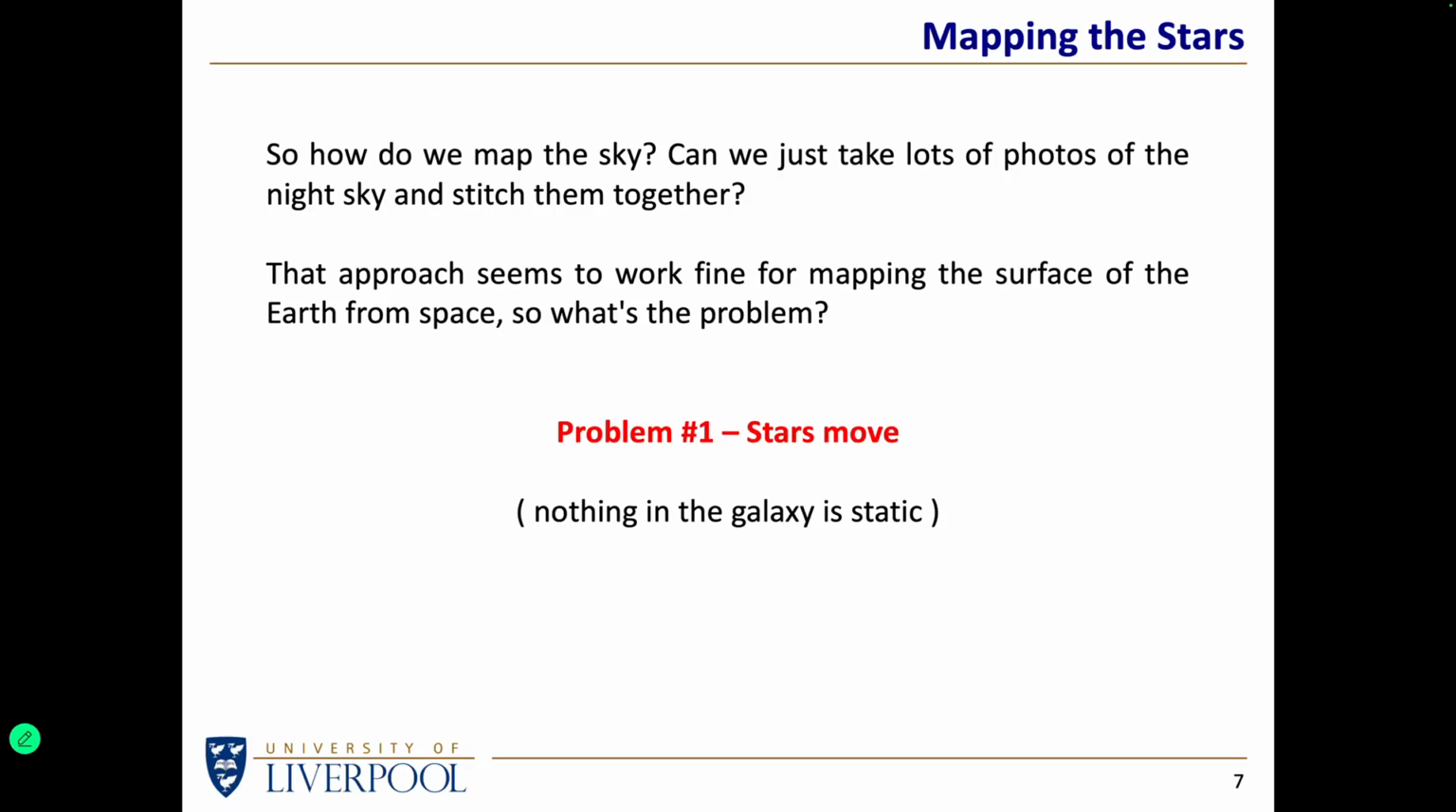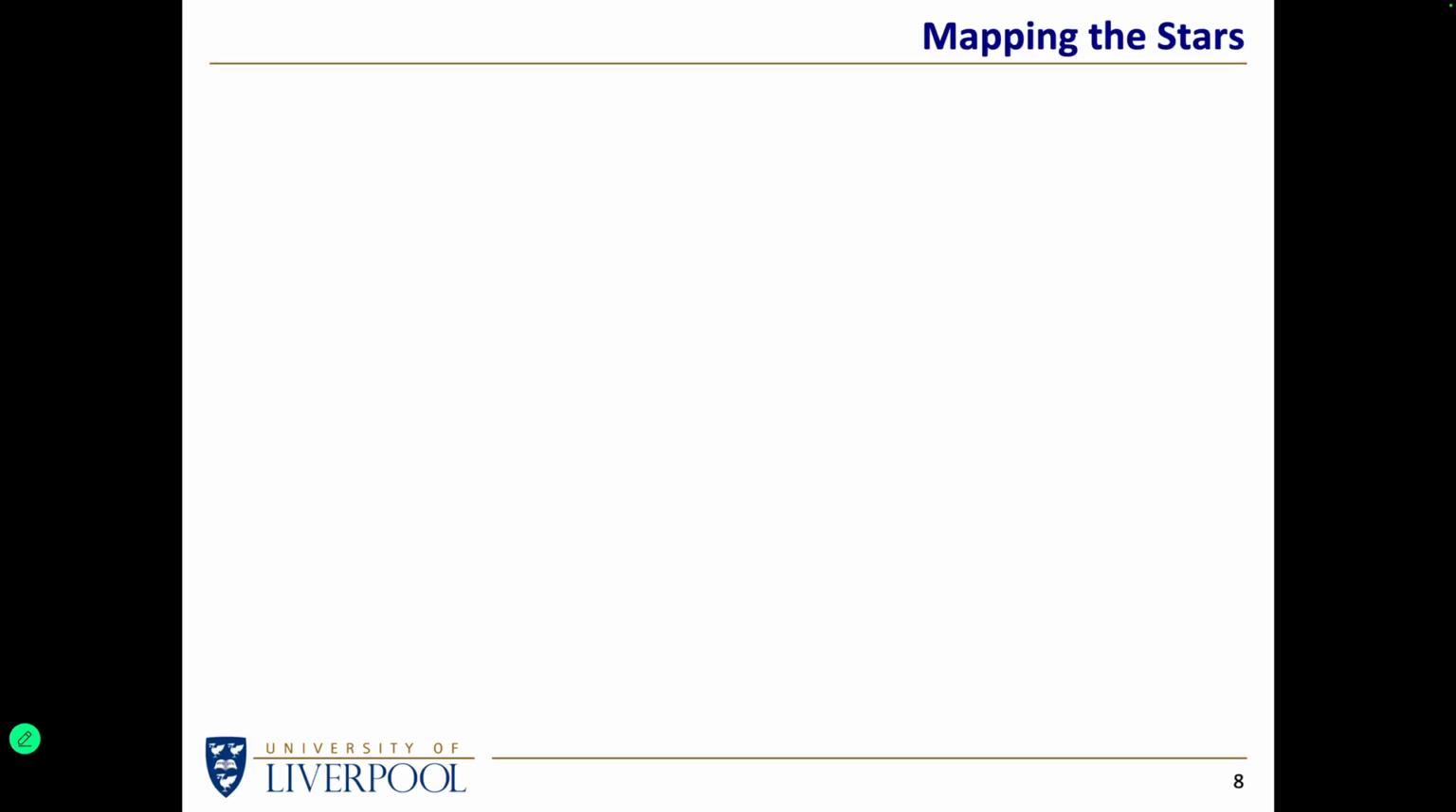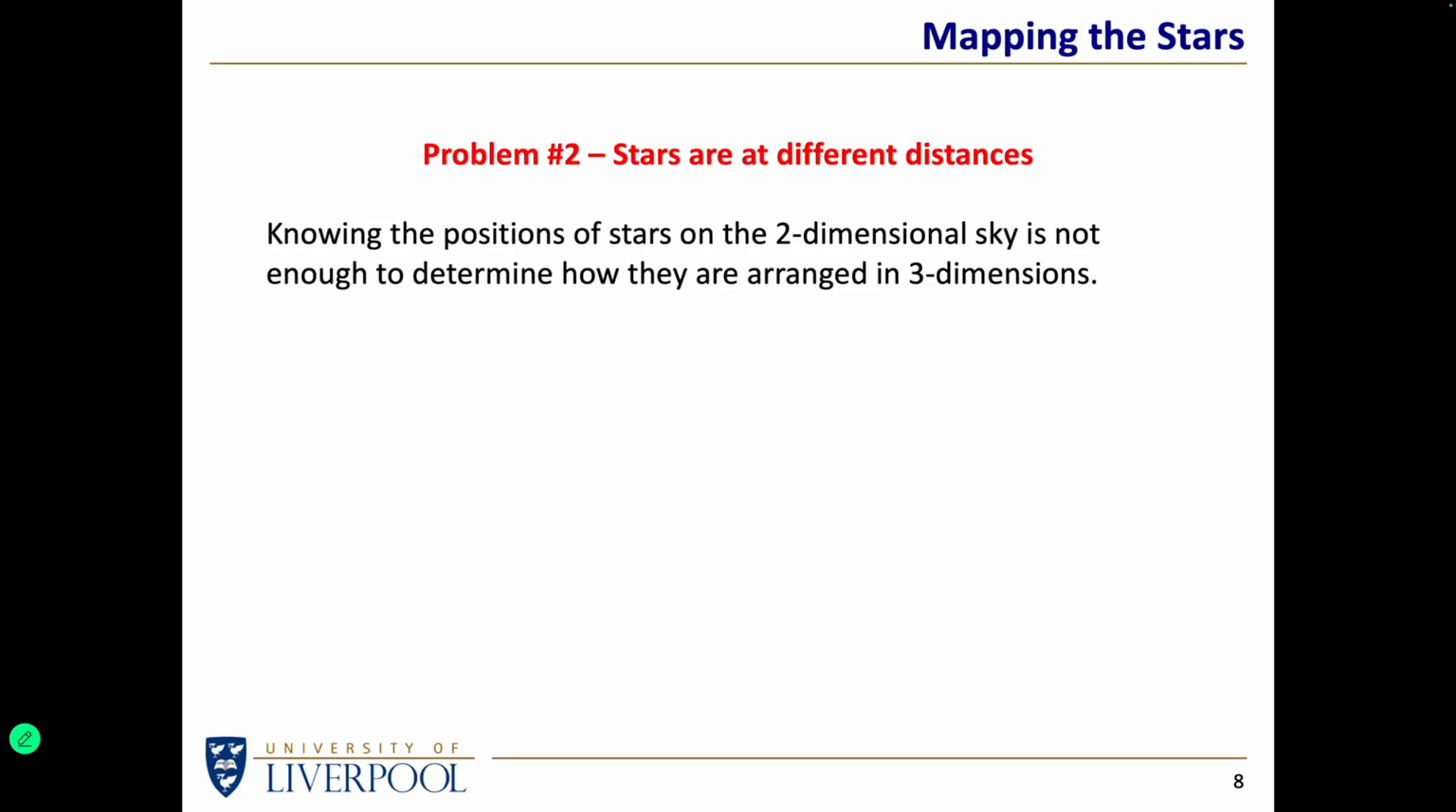Not the Earth going around the sun going around the Milky Way, or all of the other stars in the Milky Way moving in their own independent orbits. So if nothing is static, you can't simply take a whole load of pictures and stitch them together. And the second reason you can't simply do that is because that wouldn't give you the three-dimensional positions.